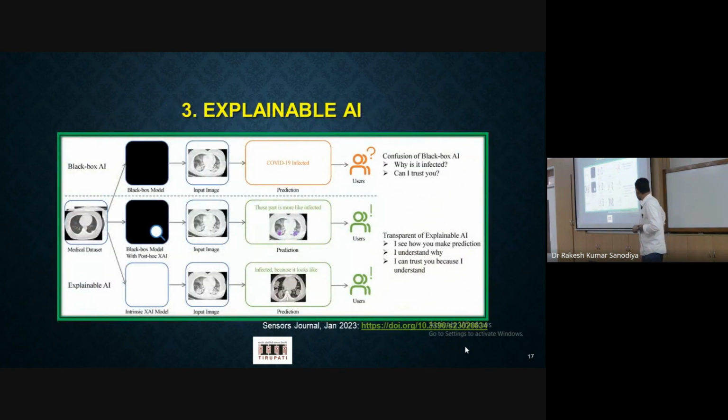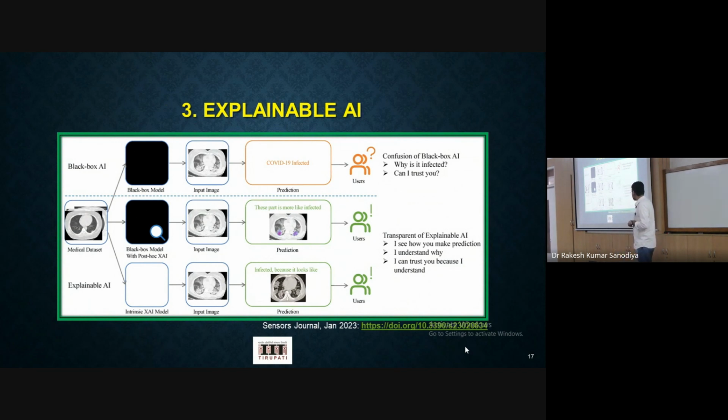This is a consensus journal from January 2023 to give you a little better idea and clarity on what we mean here by explainable. Earlier, suppose you want to say COVID. Sorry to have too many COVID examples. Earlier, if it just tells that he is COVID infected, how do we know the algorithm is correct or not? The doctor cannot take a call.